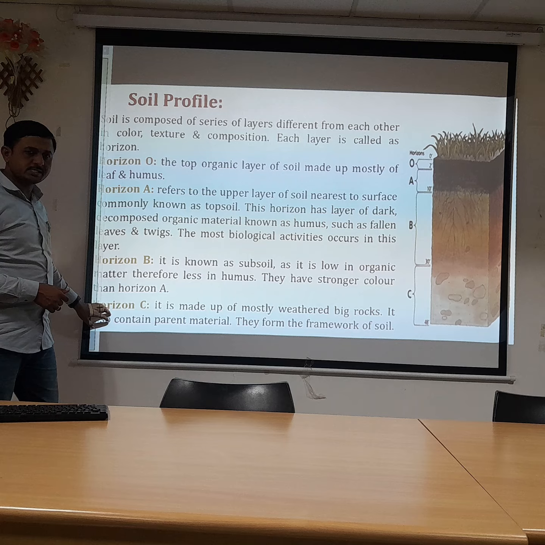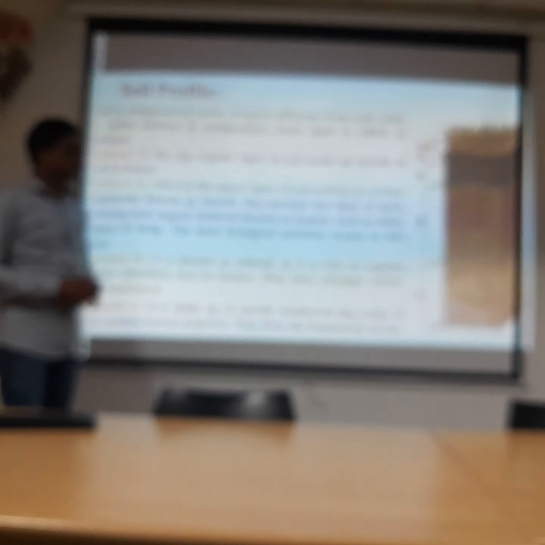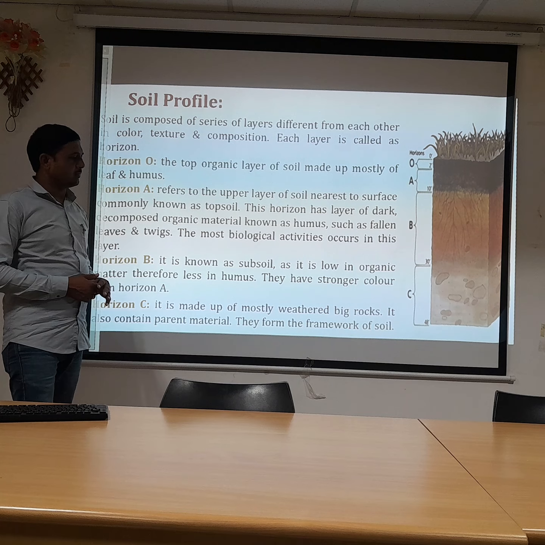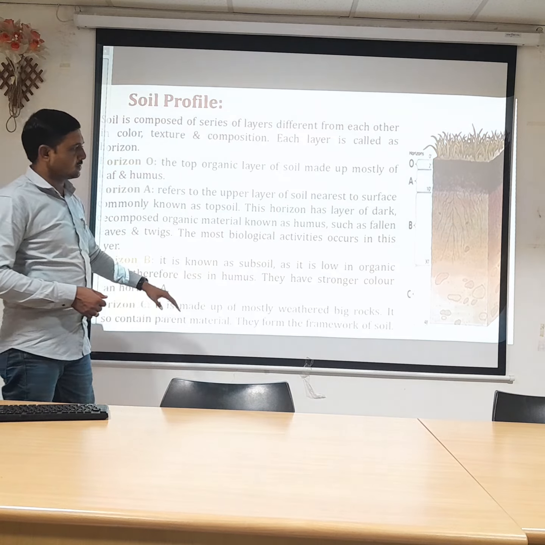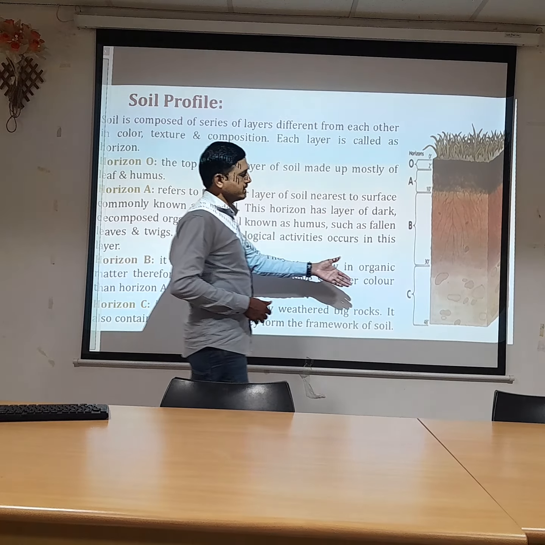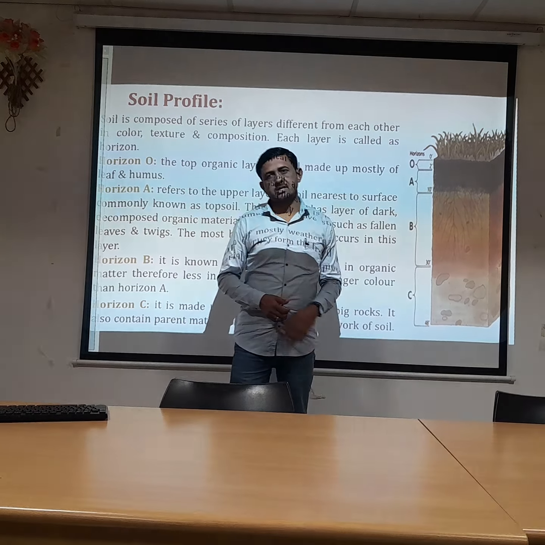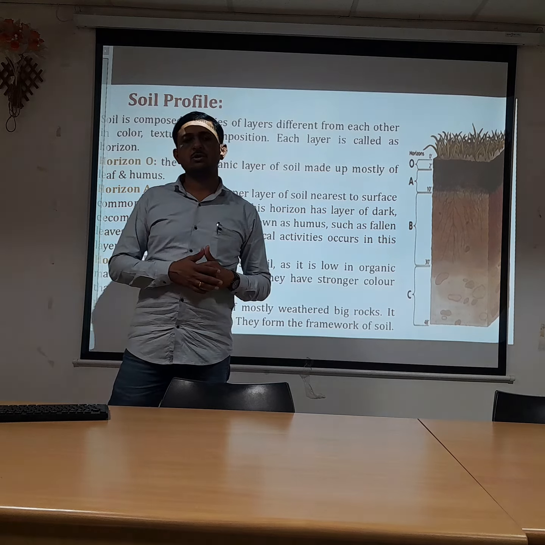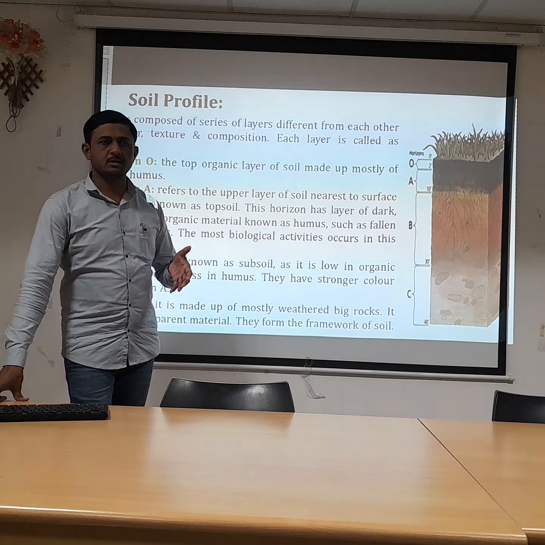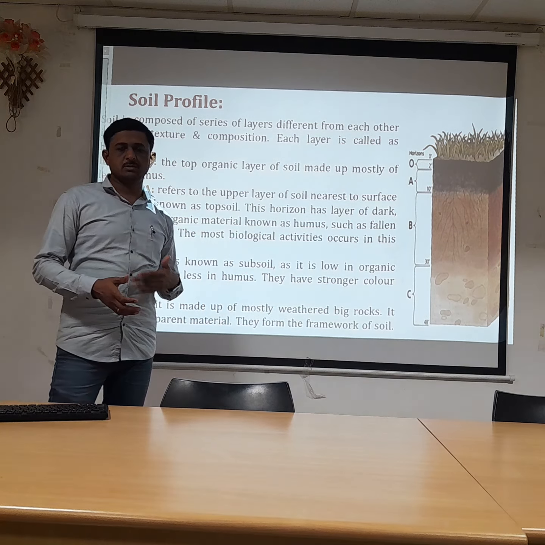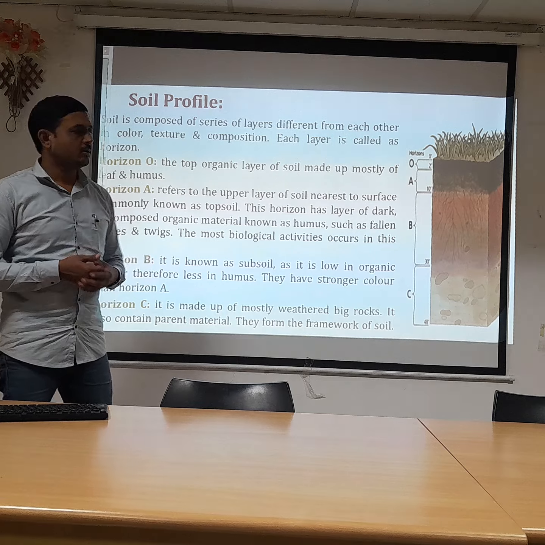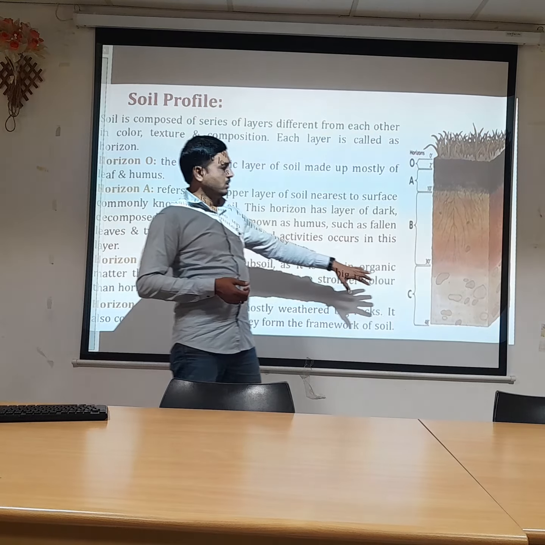The next layer is horizon C. It is made up of mostly weathered big rock. It also contains parent material, and they form the framework of the soil. As we move downward toward the earth crust, we can again see different gravels or rocks present in the soil. Depending on the pattern of the soil, sometimes we can dig a few feet to reach the rock, but sometimes we have to dig about 10 to 15 feet or more.